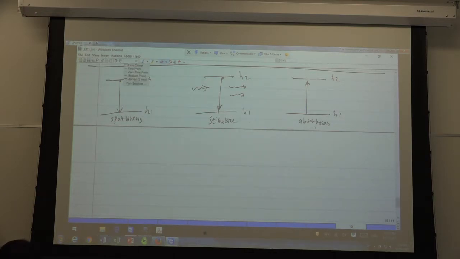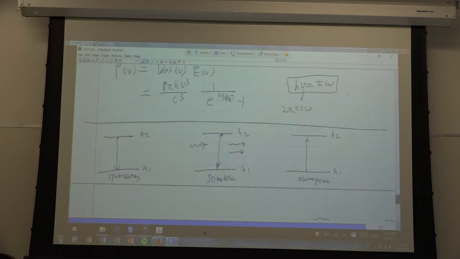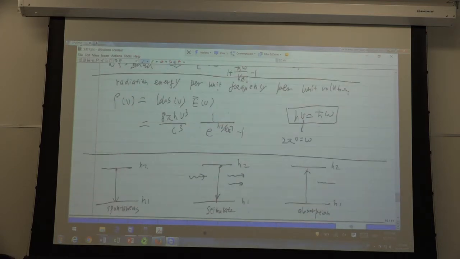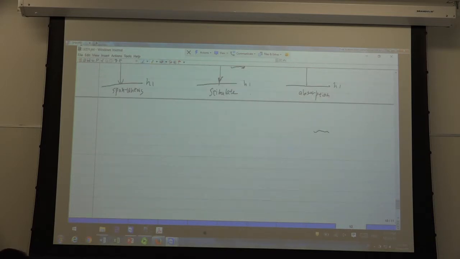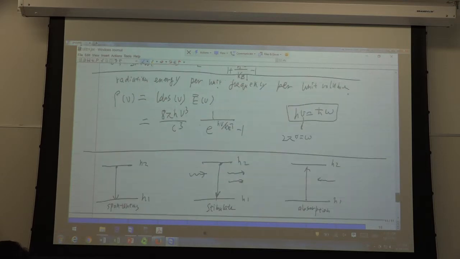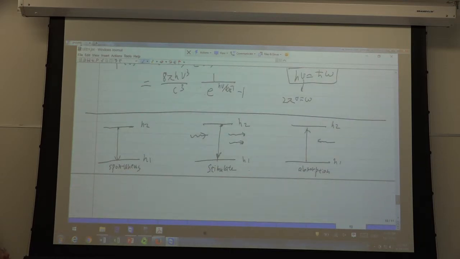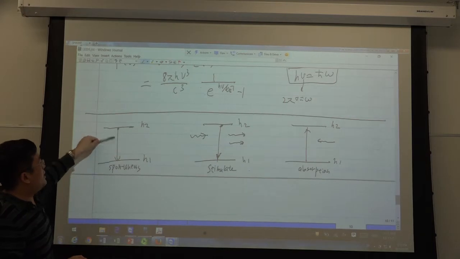Okay, they have 3 different procedures for the electronic transition. So spontaneous emission: here there is no incident photon. The atom goes from the excited state to the ground state and emits 1 photon.